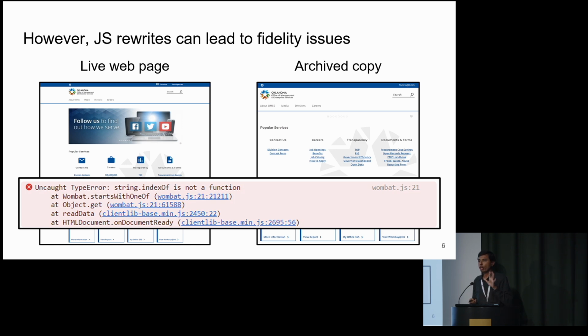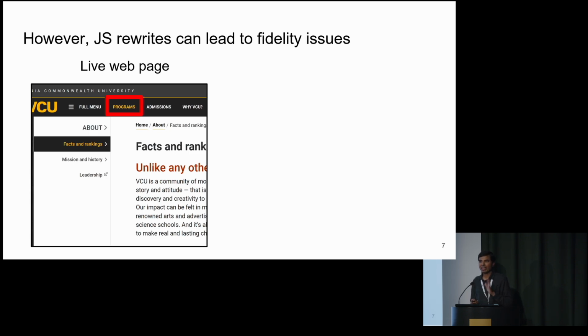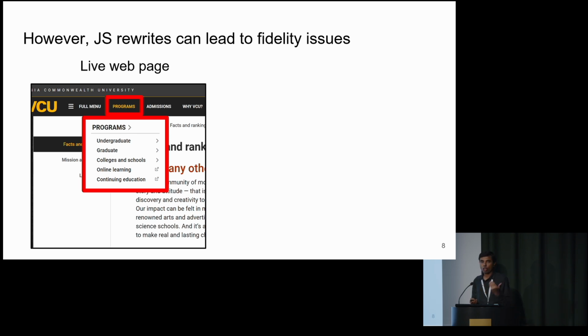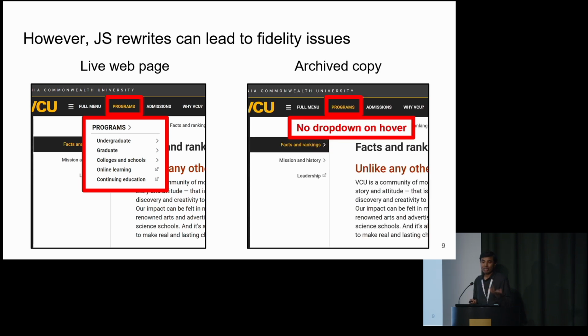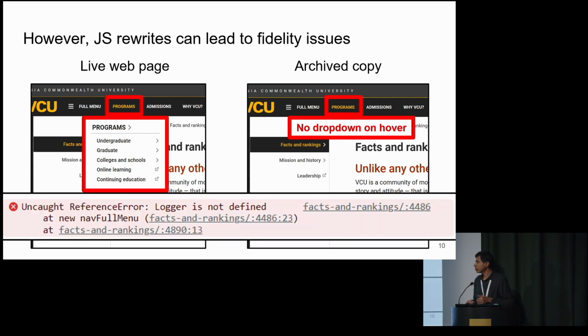So these problems are not just limited to visual problems. We also see lots of functional problems on web pages. For example, on this live web page, if you hover over the menu bar, it comes up with a drop-down which shows various other navigational links. Now on the archive page, again, everything is captured perfectly, but when you hover over this menu bar, there is no drop-down. And again, the same cause: there is a runtime error in executing the script, and the page doesn't fully load.